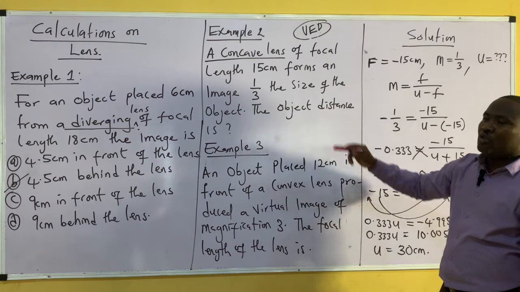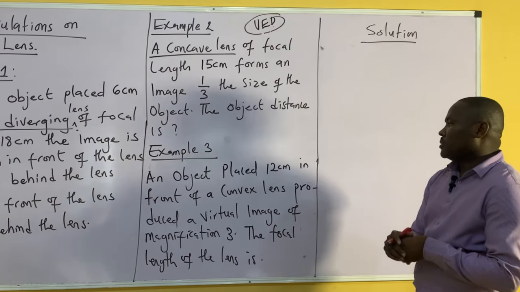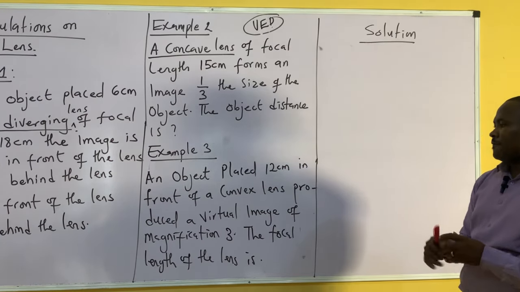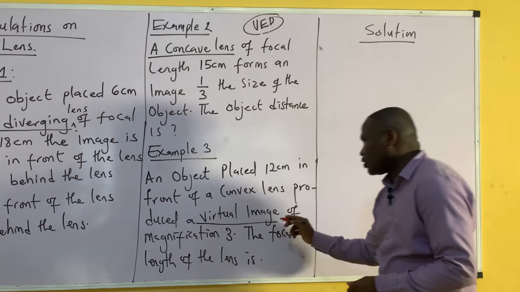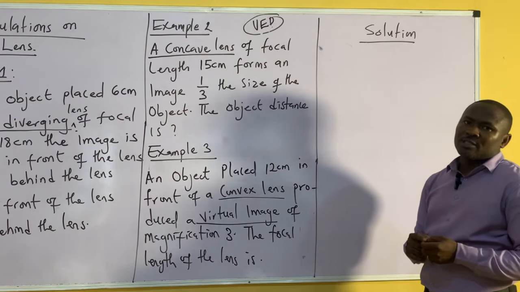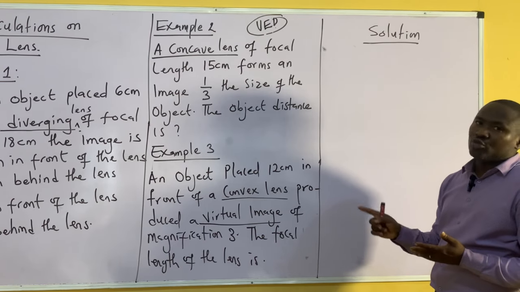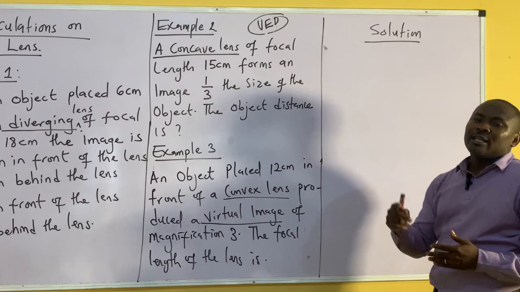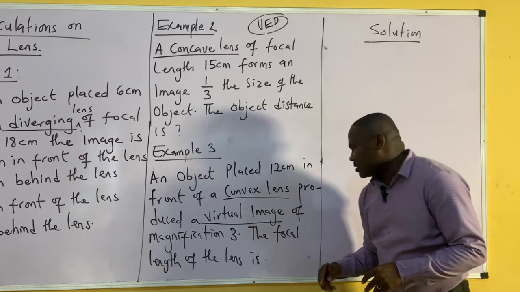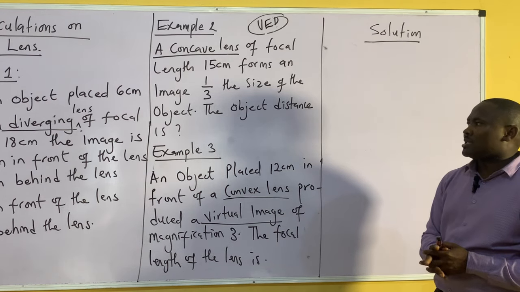That's for this solution. Now let's look at question number 3. Question number 3 says, an object placed 12 centimeter in front of a convex lens produced a virtual image from a convex lens. You know that a convex lens can produce both virtual and real images. So it will produce a virtual image when the object is between the principal focus and the optical center of the lens. It said a virtual image of magnification 3. The focal length of the lens is dash.